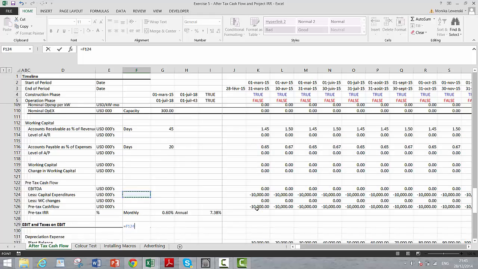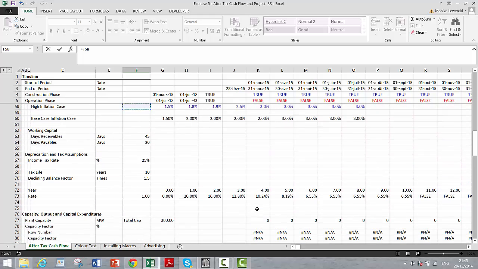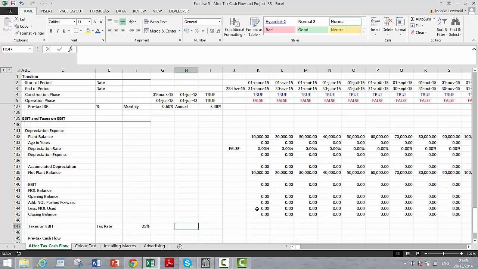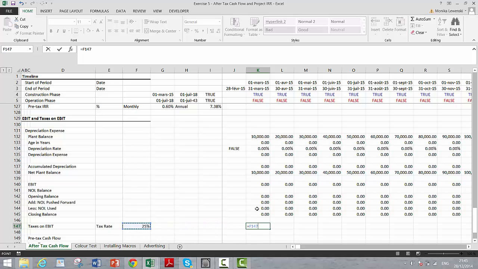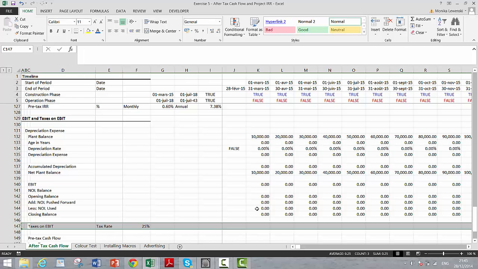Now the big modeling issue with the NOL is what happens if you run out. Now in a project finance model, that's not such a big issue. So if there's a 5-year cap or something, we have to put some kind of limit on this, but I'm not going to do that right now. And we're going to take the tax rate and multiply that by the, oops, I didn't get an adjusted EBIT, excuse me.